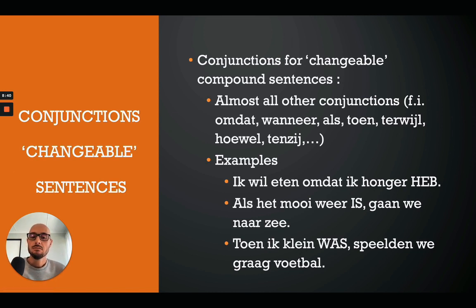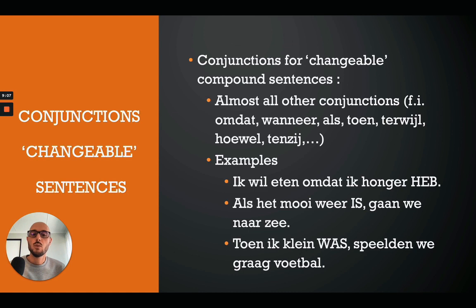Ik wil eten, omdat ik honger heb. Okay? We look at our main clause, ik, subject, wil, finite verb, omdat, our connecting word, ik, subject, and then we put heb, our finite verb, all the way to the end. Alright? So this is a changeable compound sentence. Why? Because our finite verb is going all the way to the end. We'll take a look at the second one.